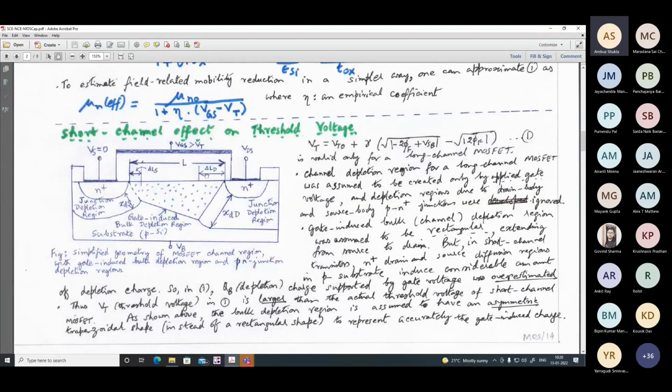And also here we show the mask length of the channel. That means from the metallurgical boundary between the source and the substrate, and that between the drain and the substrate. Okay, this point. And this delta LD and delta LS stand for the lateral extent of these two depletion regions. Although now we have to look into the three depletion regions separately.